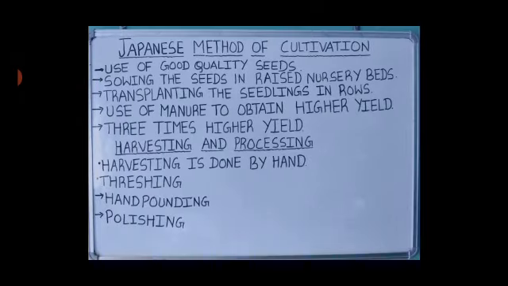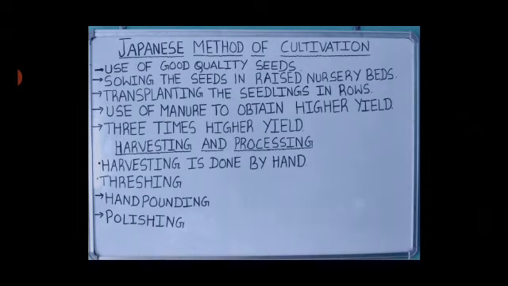Now, the Japanese method of cultivation. This method includes, number one, use of good quality seeds. Number two, sowing the seeds in raised nursery beds. Number three, transplanting the seedlings in rows. Use of manure to obtain higher yield. And remember the last point: this method ensures 3 times higher yield. Hence, it has been successfully adopted by many rice cultivation regions in Asia.